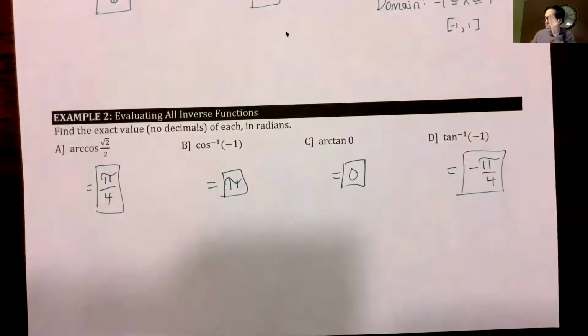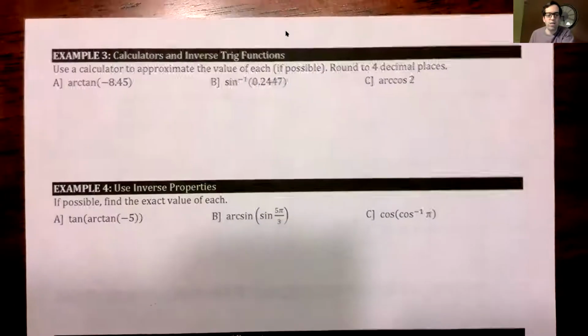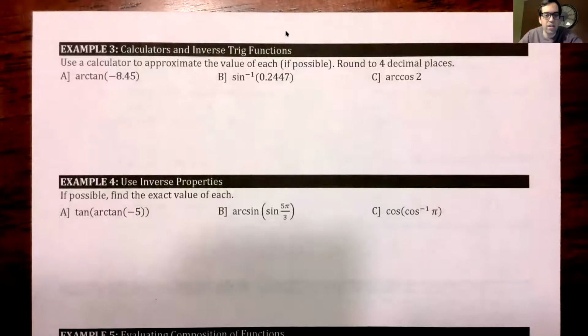Okay. All right. So that is the evaluating of cosine inverse and tangent inverse. Let's keep going with these notes. On the back, we have calculators and inverse trig functions. Use a calculator to approximate the values of each, if possible, round to 4 decimal places.